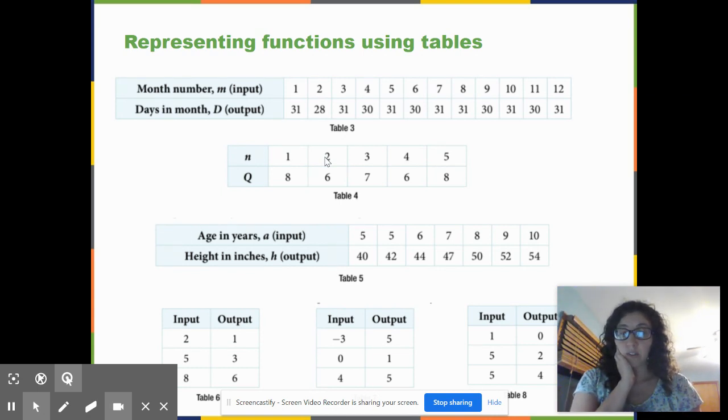But now let's look at table 8. F of 1 gives us an output of 0. F of 5 is 2, and F of 5 is 4. Is that a problem? Yes. That's like one person in the class having two different birthdays. Can't happen. This is not a function.